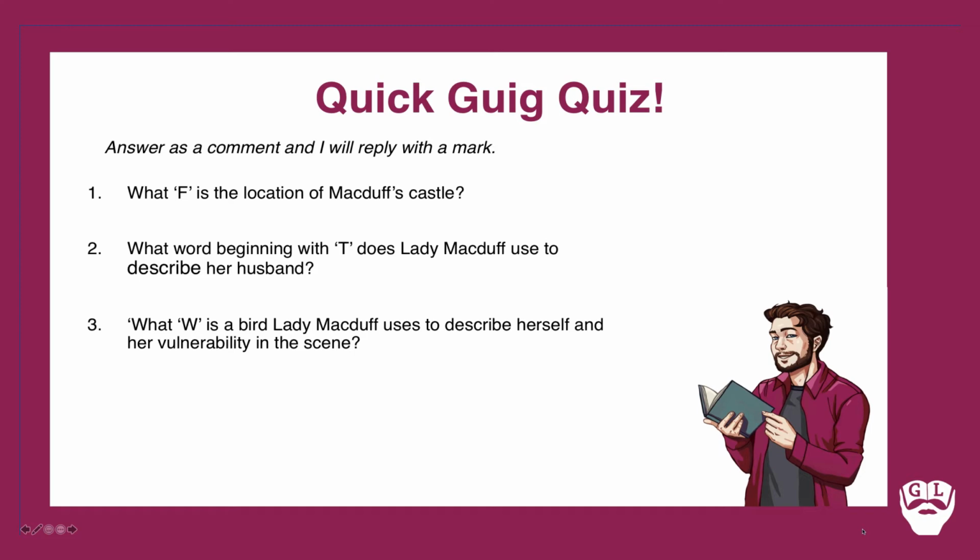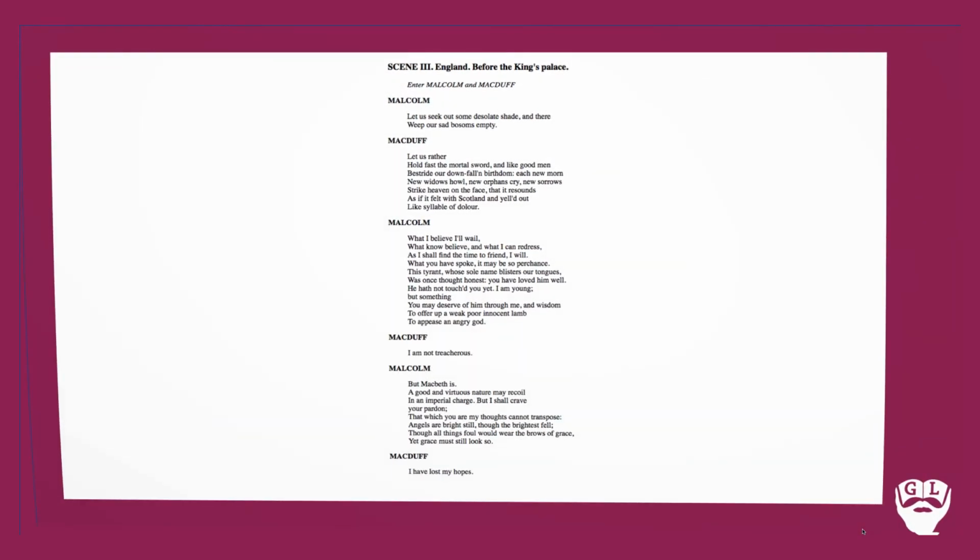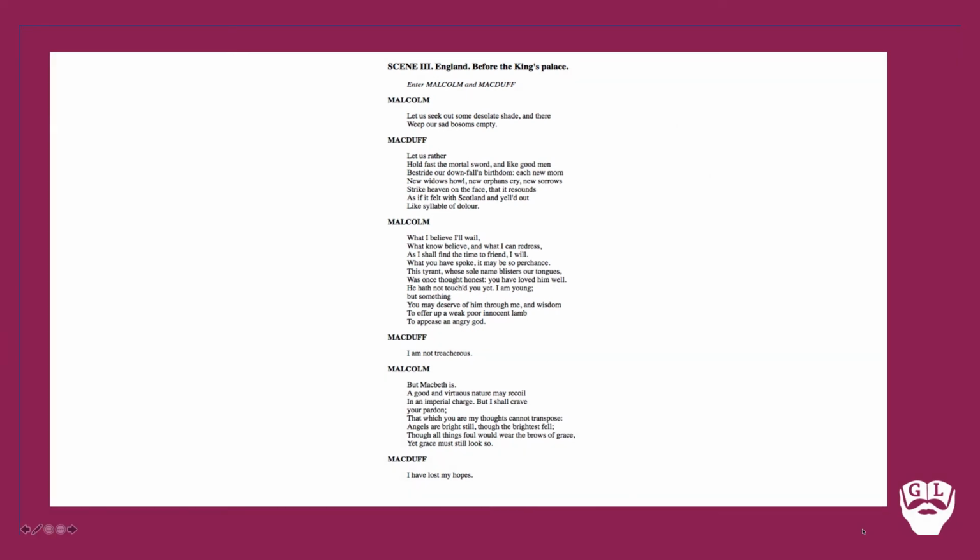And now we're on to Act 4, Scene 3. This is the scene with Malcolm and Macduff. We are in England now, as obviously Malcolm has fled there.